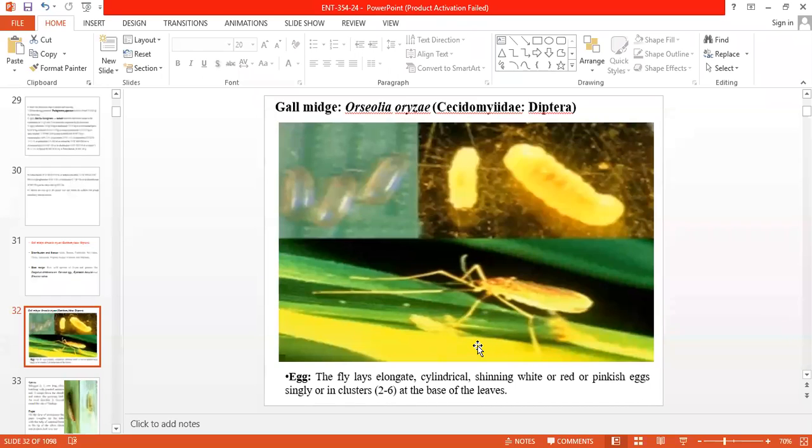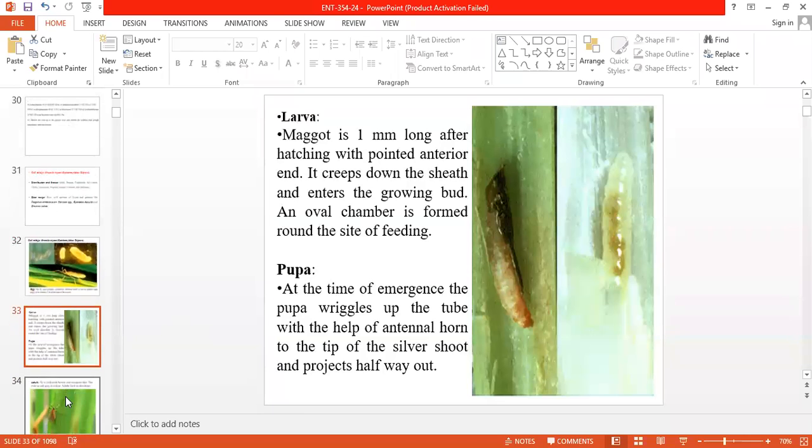So mainly their adult looks like a mosquito, which is orange in color. Then various life stages of that gall midge or gall fly.